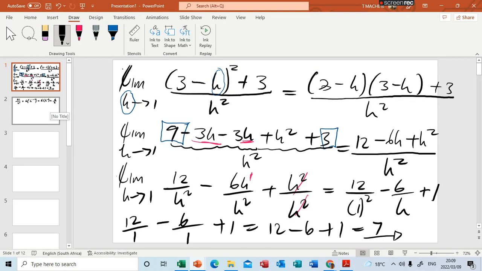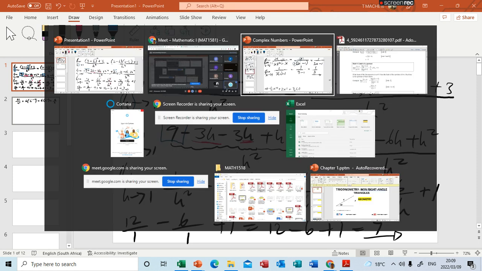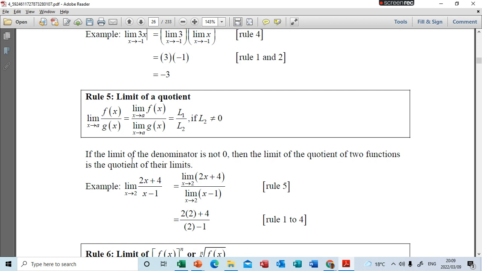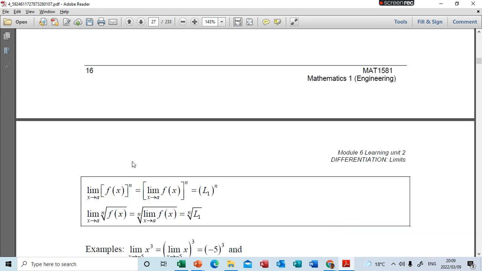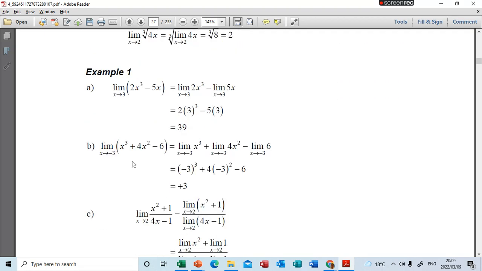I want to ask you something. What if, maybe they say limit when h goes to infinity? When h is infinity, then you have to use L'Hospital's rule. Let me show you. There's this thing called L'Hospital's rule.